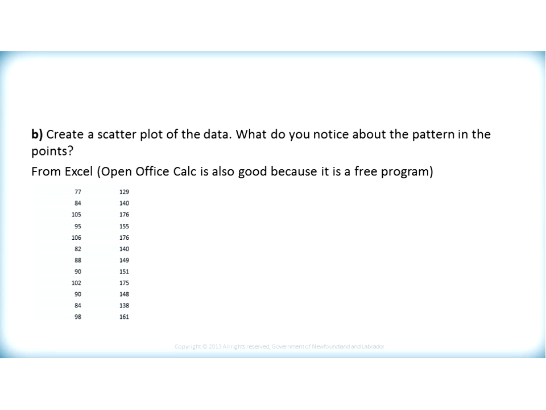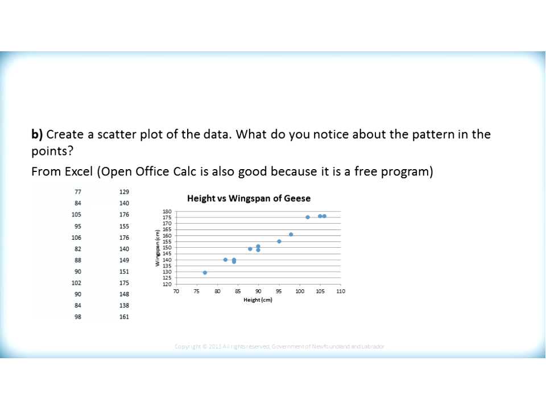So when I set up my data, I get this graph. And we can see that our scale for our height goes from 70 centimeters up to 110 centimeters, and we're increasing our increments by 5 each time. And our wingspan, we have between 120 centimeters and 180 centimeters with 5 centimeter increments as well.